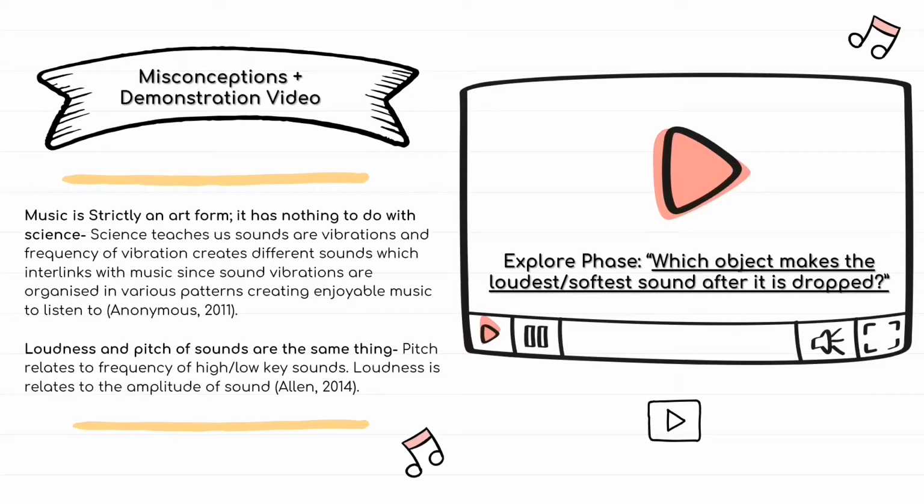Loudness and pitch of sound are the same thing. Pitch relates to the frequency of a sound made based on the judgment of a high or low key tone, whereas loudness relates to amplitude. In this case, the objects are dropped from a constant height to produce an amplitude distinguishable from loud or soft sounds. T will teach by modeling the activity and break it up into sections.